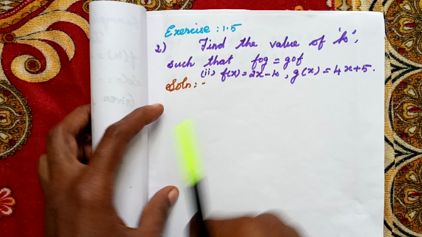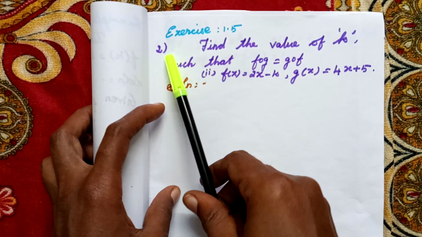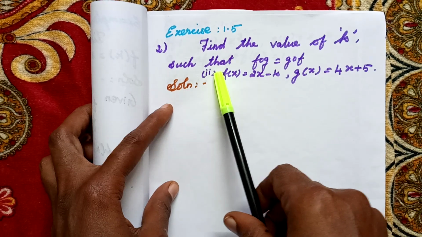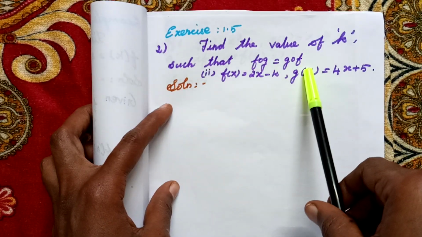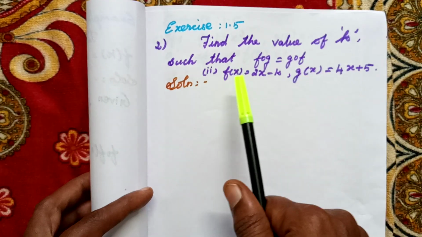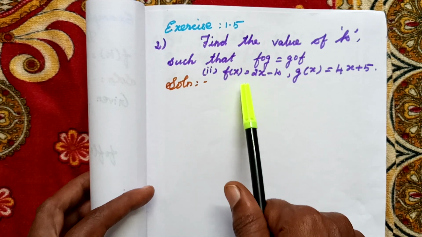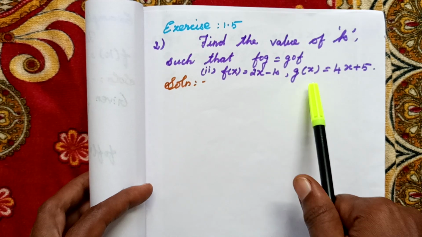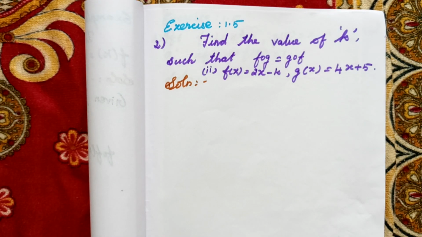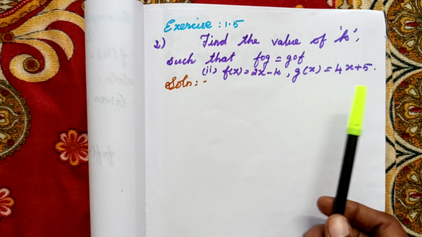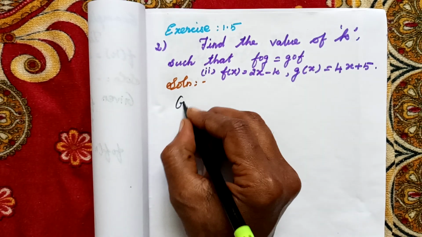Students, now I am going to explain exercise 1.5, second problem. Find the value of k such that f composite g is equal to g composite f. The first problem is homework. The second problem I am going to explain. f of x is equal to 2x minus k. g of x is equal to 4x plus 5. This problem is the same as example 1.21.